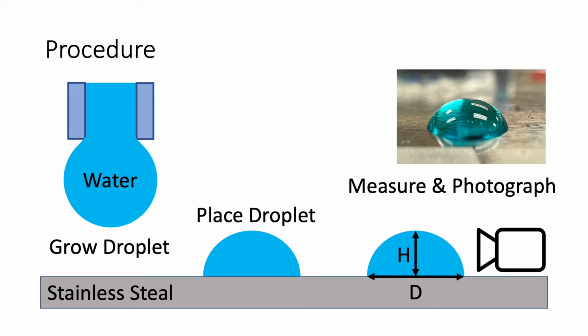The procedure for this experiment is relatively simple. I'll use a pipette to grow the water droplet and carefully place it onto the surface. Then I will use the calipers to measure the height and diameter of the droplet, as well as take a photo to analyze the observed contact angle later.